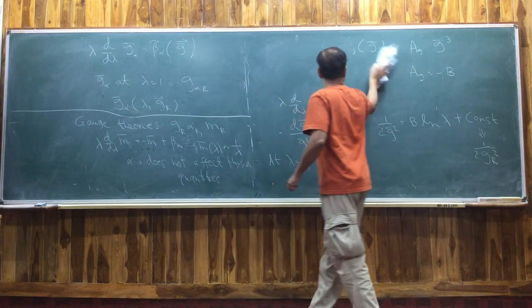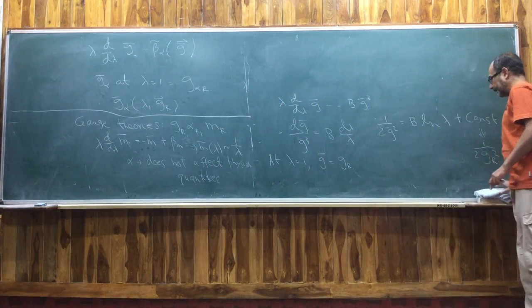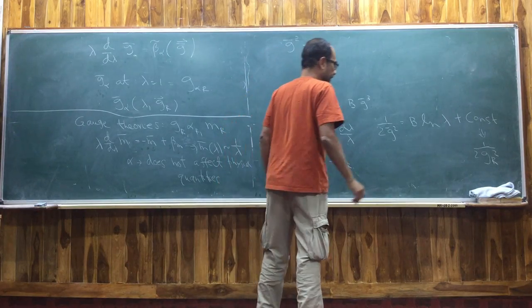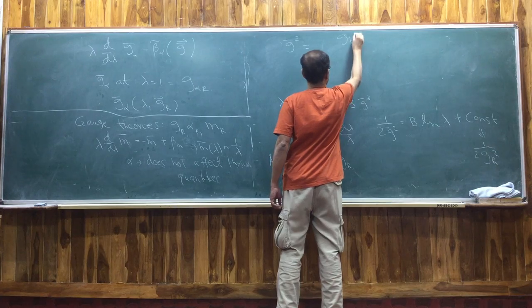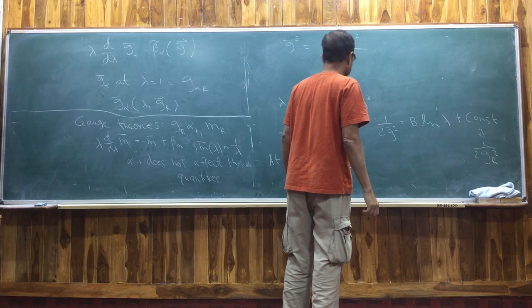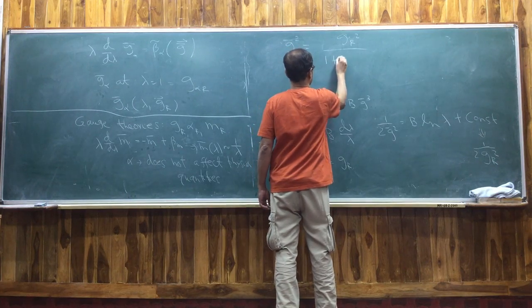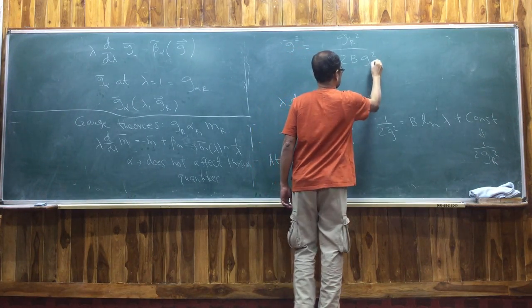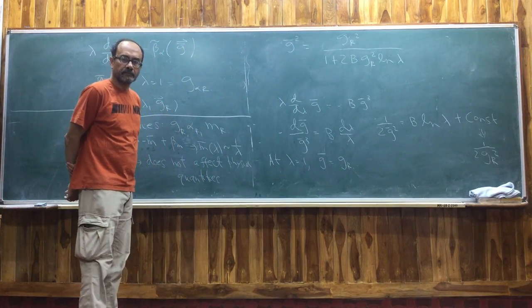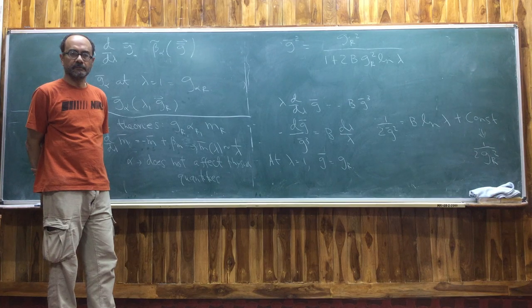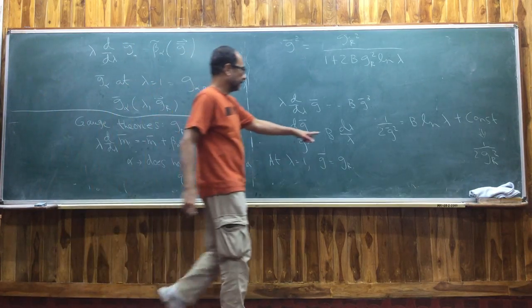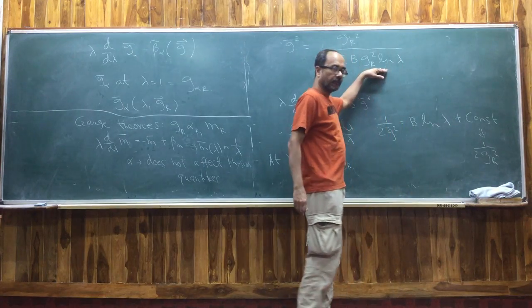So you can invert this and get g bar square as g bar square over... I just rewrote this equation in this form.